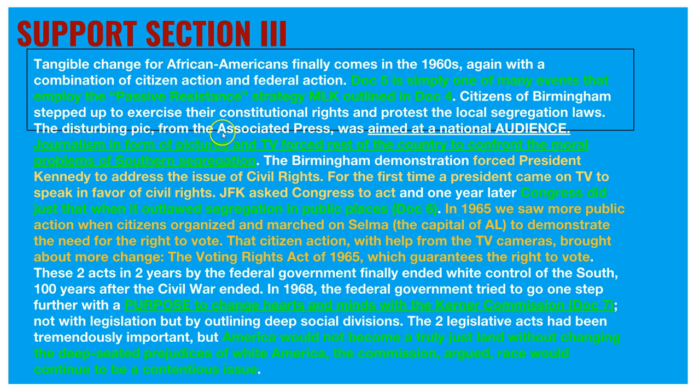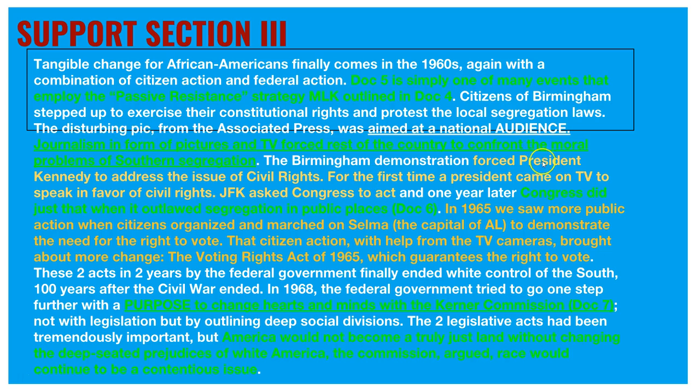And this disturbing picture from the Associated Press was aimed at a national audience. So the journalists are trying, journalism in the form of pictures, TV, to force the rest of the country to confront the moral problems of Southern segregation. This is true. People in the North couldn't really ignore this anymore. It reminds me of what happened with Uncle Tom's Cabin. It brought this moral problem to their living rooms.